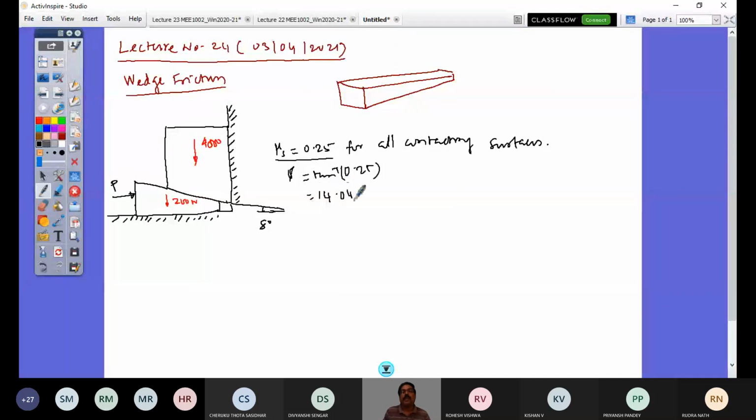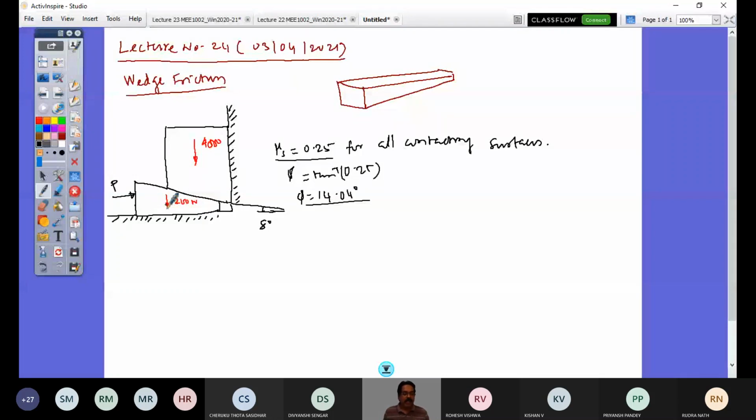14.04 degrees. So look at here, this angle is smaller than this angle. So this would be staying there. When I apply force P, I can just raise or adjust this load. Otherwise, this wedge would just hold it and it would stay there, right? So this is the wedge friction simple example problem and its configuration.